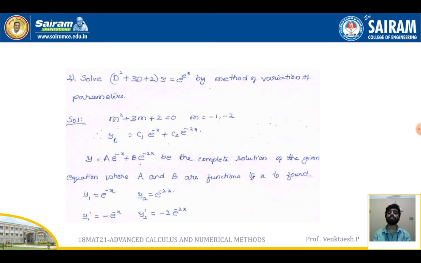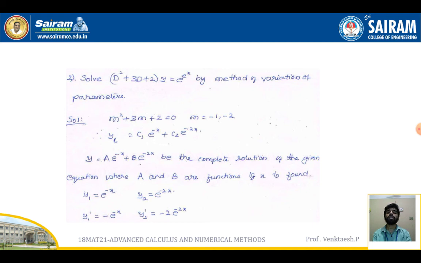So now y is equal to a e power minus x plus b e power minus 2x with the complementary function. This is the complete solution. So here I'm going to assume the complete solution based on the obtained complementary function. So I'm going to assume like this: y is equal to a e power minus x plus b e power minus 2x. So in this regard, we have to find the values of a and b, where a and b are functions of x.